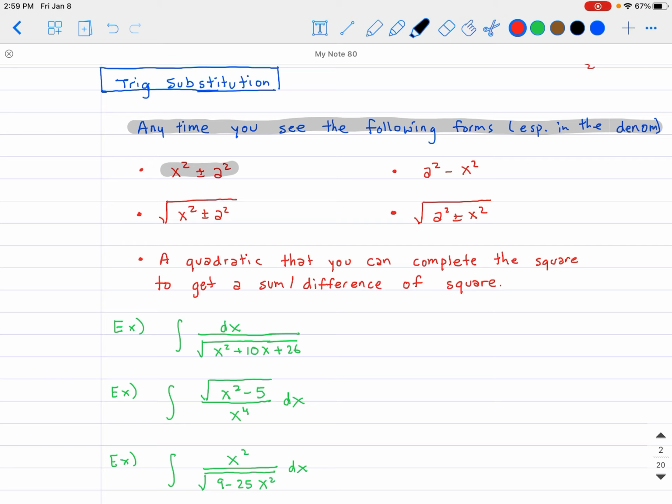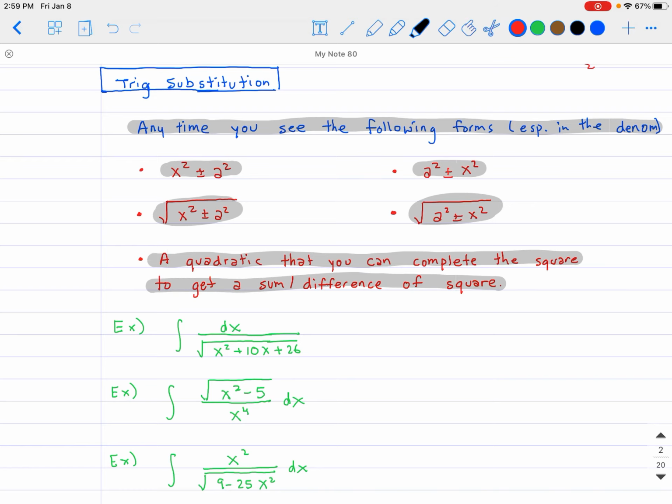So if you have a difference or a sum of squares, where it's like x squared plus or minus a squared, or maybe the reverse of that, a squared minus or plus x squared, either one of those is okay. If you have a variation where what we have above is inside the square root, that should be okay too. And the last one is if you have a quadratic that can be completed to the square to get some sort of sum or difference of squares, okay?